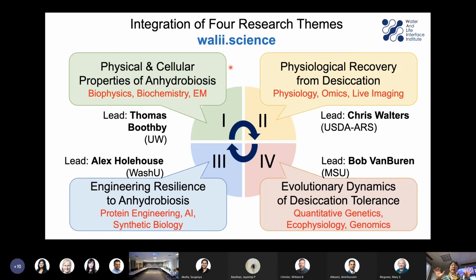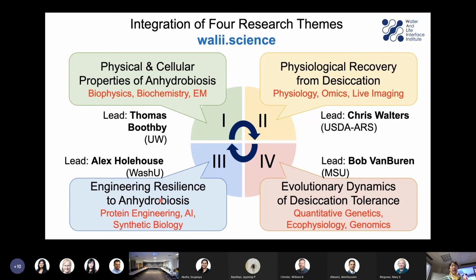We're going to study anhydrobiosis in 4 different themes. One is to study physical and cellular properties of anhydrobiosis, looking at biophysical, biochemical, and ultrastructural characteristics. We're also interested in studying the physiological recovery from desiccation in seeds and pollen, and we'll look at their physiology, omics, properties, live imaging, and so on.